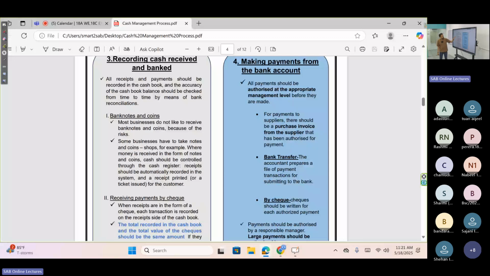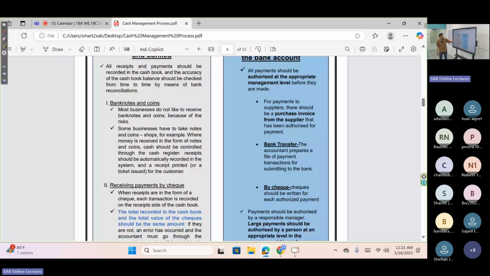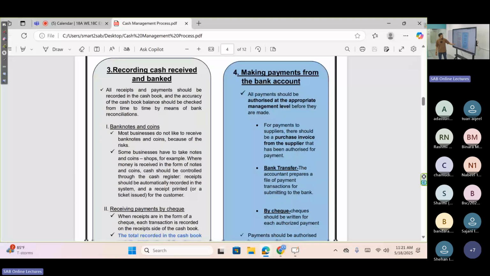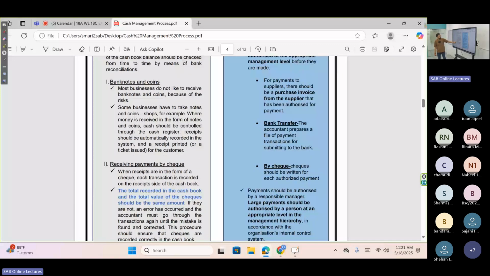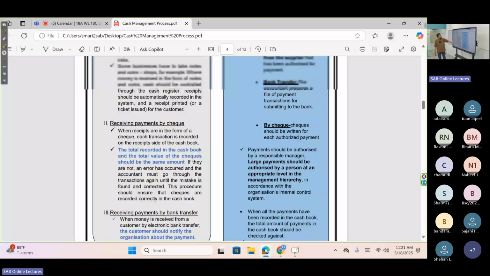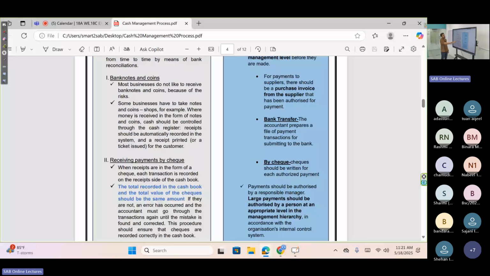What are the ways you can receive money? You can receive cash, bank notes and coins, receive payments by check, and receive payments by bank transfers. Most businesses do not like to receive bank notes and coins. For example, for a 2 million transfer, handling bank notes and coins is difficult compared with a bank transfer.